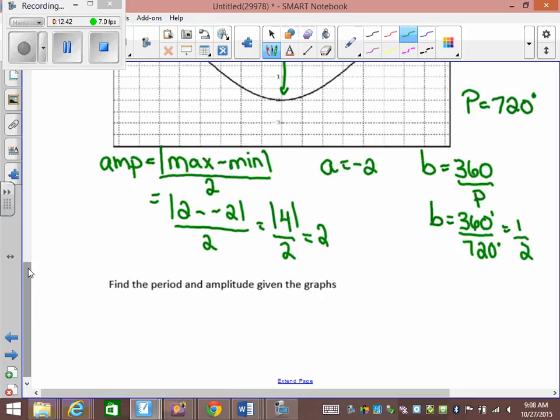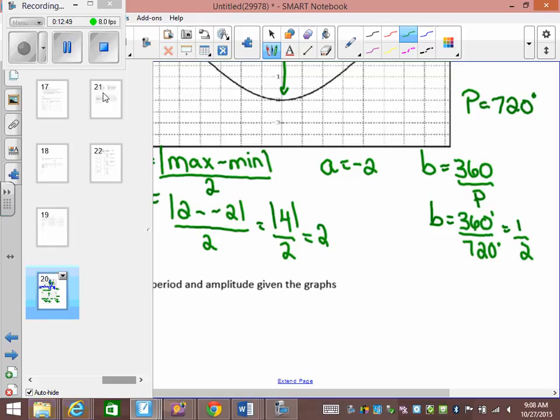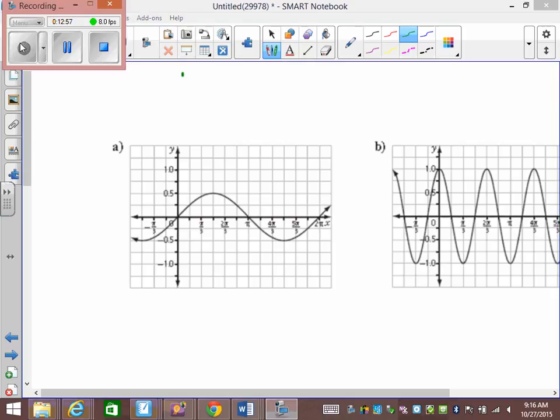Now this should be on the next page. Find the period and amplitude of the next given graph. So of the next graph, I want you to find the period and the amplitude, and go. Not the A value, just the amplitude. So the period of this graph, the easiest one to start at, I think, is here and here. The period of this graph is 2 pi. So it's actually the original graph.